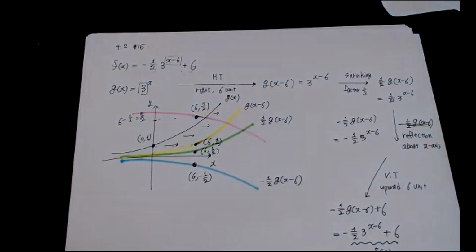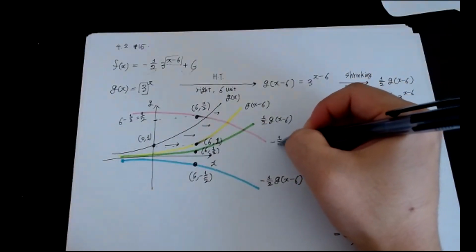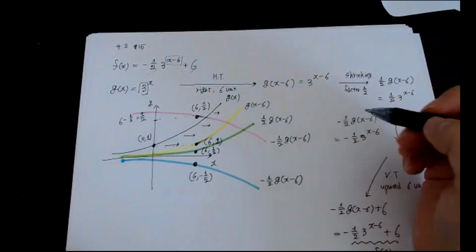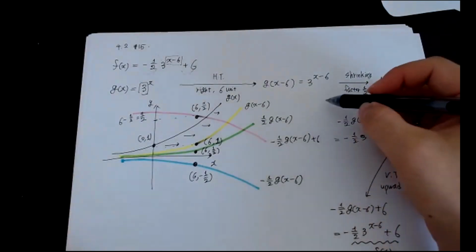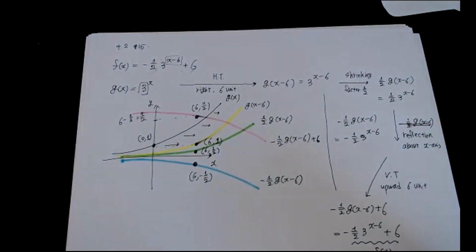So this is going to be a negative what? 1/2 g of x minus 6, and then plus 6. Okay. So now, well, that's not the goal, right?